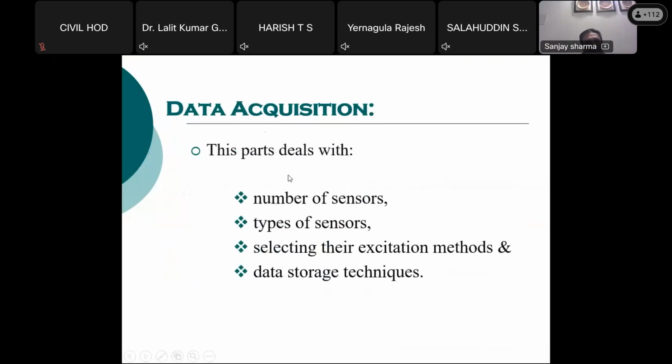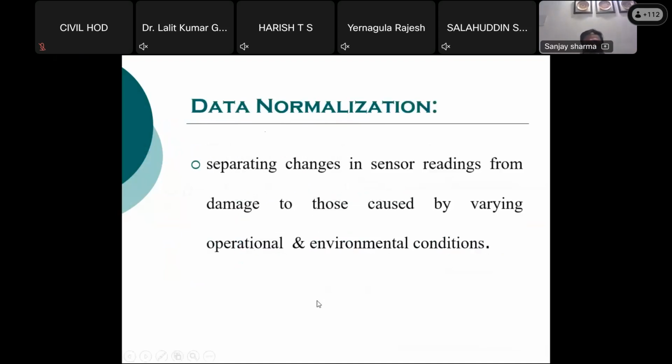So data acquisition, when we are saying it, is how many numbers you will get, eight sensors, 16 sensors. So those LVDTs you will have in that particular system, and you can install them. Then you have to see what type of sensors there are and how they are used in the laboratory case. So what excitation methods you are going to use, and what data storage techniques. Then separating the changes in sensor readings caused by damage from those caused by varying operational and environmental conditions.